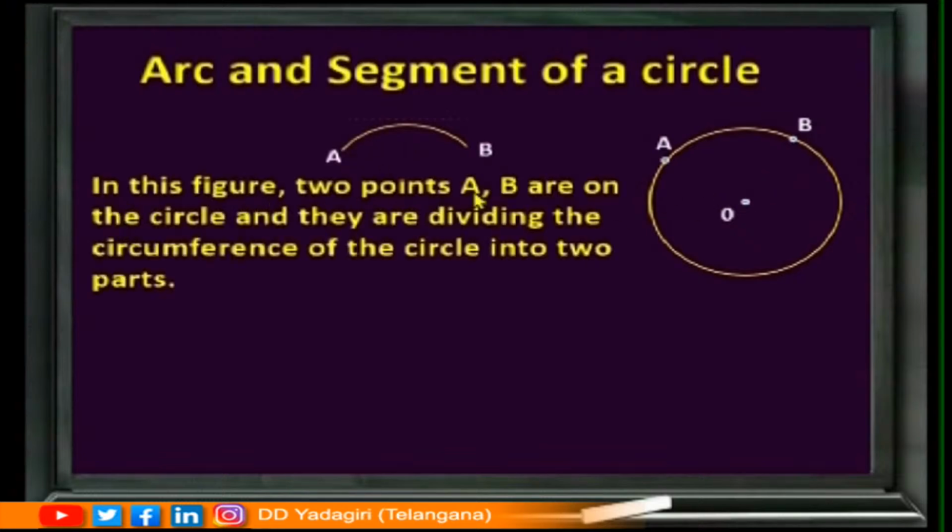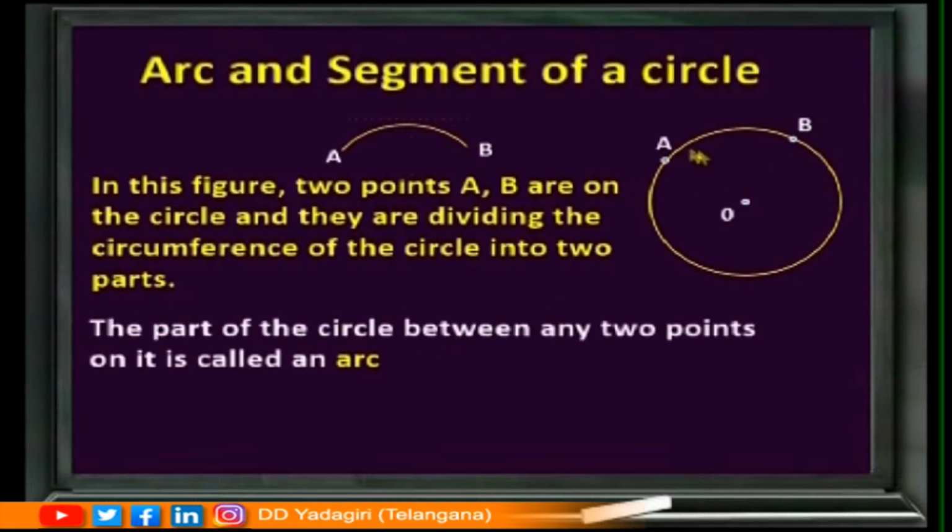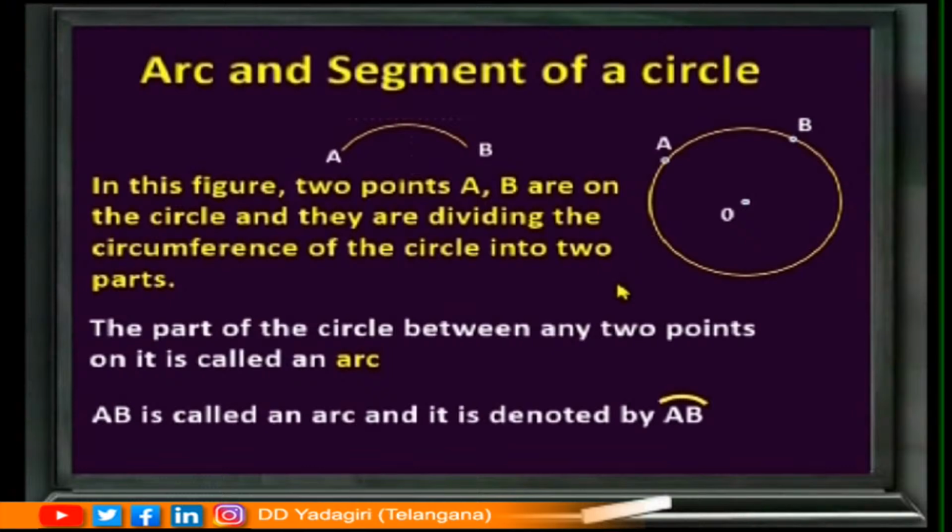In this figure, 2 points A and B are on the circle, and they divide the circumference of the circle into 2 parts. One is the part AB and the downside is one more part. So we can say the part of the circle between any 2 points on it is called an arc. Here AB is called an arc and it is denoted by AB with an arc symbol.